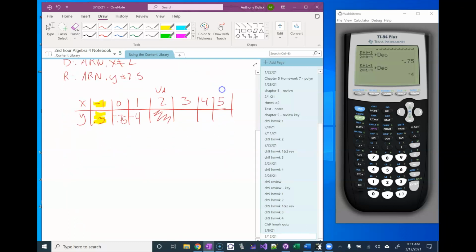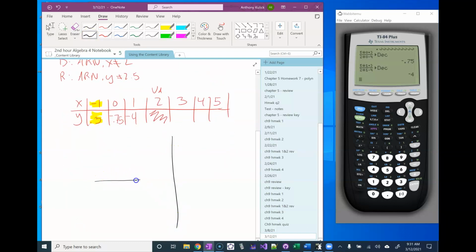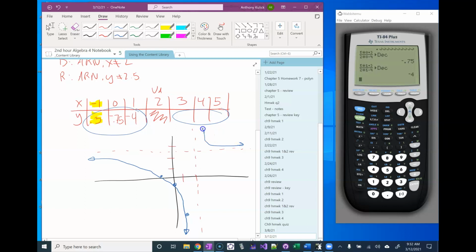Yeah, so the two lines that you're going to see are the vertical asymptote at 2 and the horizontal asymptote at 2.5. And then I'd plot this half of the graph. So -1 and 0.3 would be like here. 0 and 0.75 is maybe down there. And then 1, -4 is there. So we just have something that kind of looks like that. And then the other 3 points will be like up here somewhere.